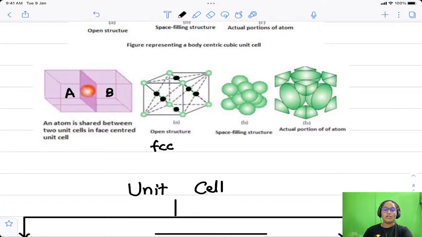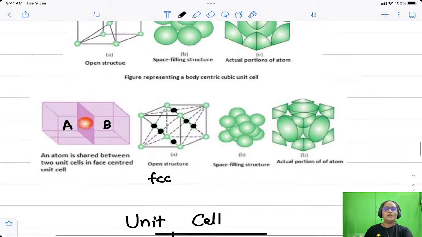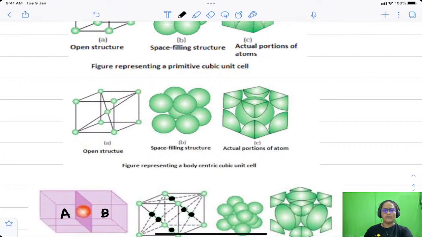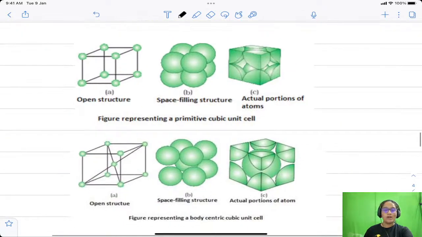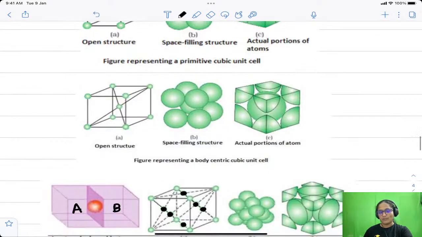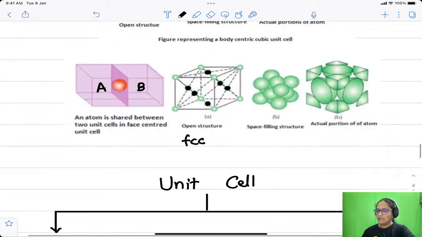So what is the contribution for each room? What is the contribution for each cube? 1 by 2. So if an atom is present at the face centered position, the contribution is 1 by 2. If an atom is present at the body center, there is no sharing; directly it is meant for that atom. If an atom is present at the corners, the contribution is 1 by 8. Do you understand this?